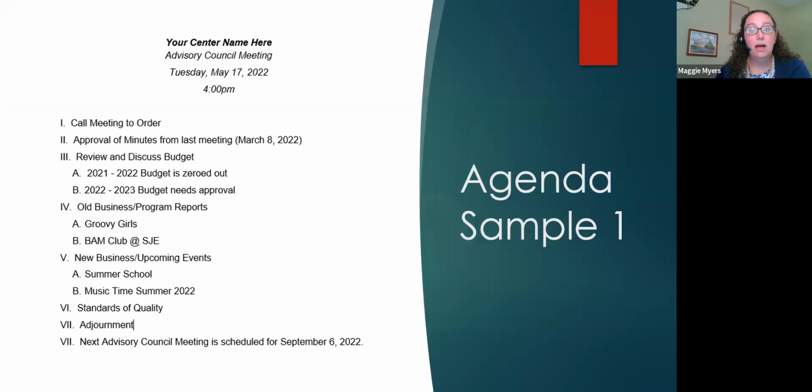This is one example of an advisory council meeting agenda. You'll notice that agendas usually take on an outline format, and all of the meeting elements are present in this agenda. You can see the approval of minutes from the previous meeting, the financial review and approval of the budget, a center report or program review. In this one, it's identified as old business and new business, as well as the standards of quality. These are all things that we would expect to see on every advisory council meeting agenda.